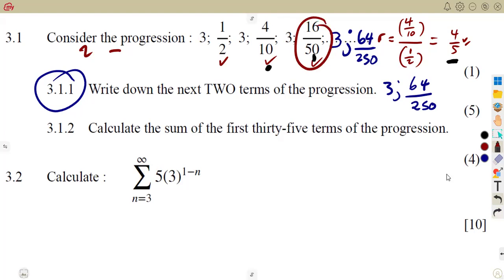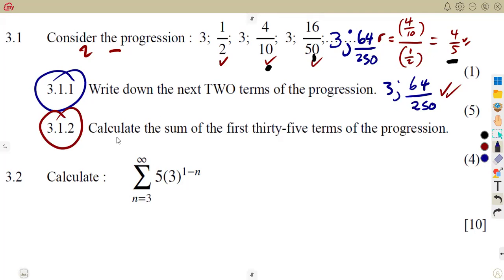16 over 50, it's not in simplest form. We're supposed to write this one in simplest form, but instead, they're giving us something like this. They want you to follow that. So you have to be careful when answering your questions, all right? So this one was supposed to be a direct question, but just for us to understand. All right, let's move on to 3.12.